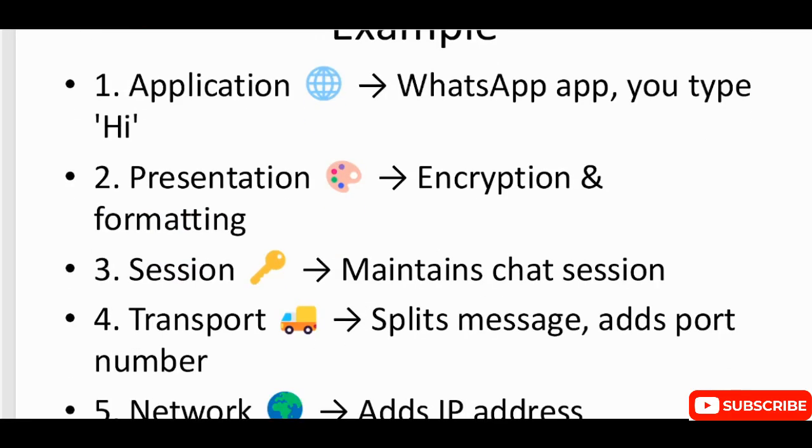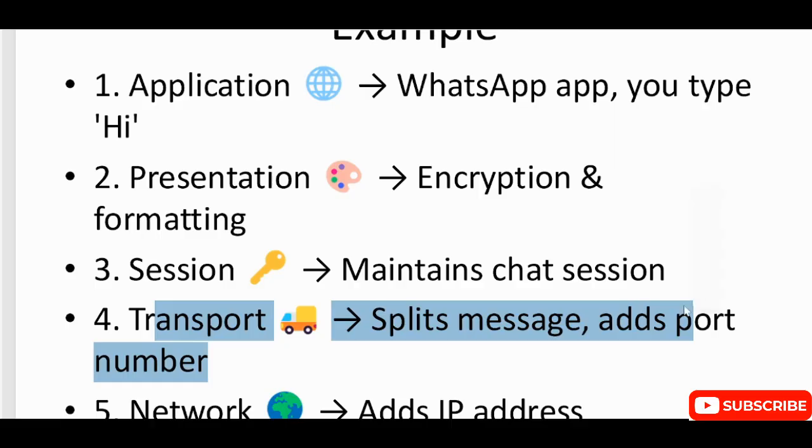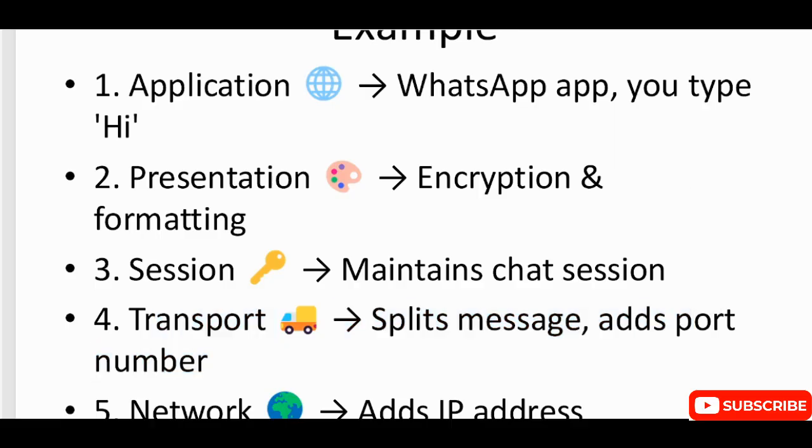Third is the session layer. It maintains the chat session. Fourth is the transport layer. It splits the messages and adds the port number. So TCP or UDP in this form adds the port number to split your messages. So it's done by the transport layer.